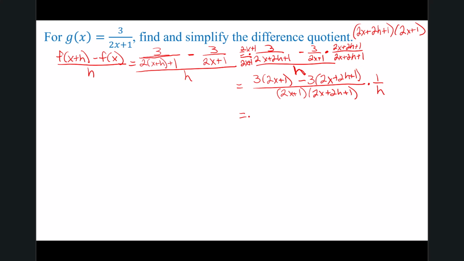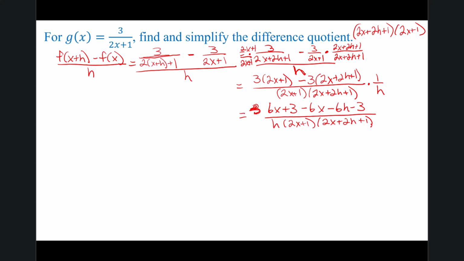So now I'll distribute through the numerator. Again, I'm not going to bother to distribute through the denominator, but in the numerator I have 3 times 2x, which is 6x. So 6x plus 3 minus 6x minus 6h minus 3 all over h times 2x plus 1 times 2x plus 2h plus 1.